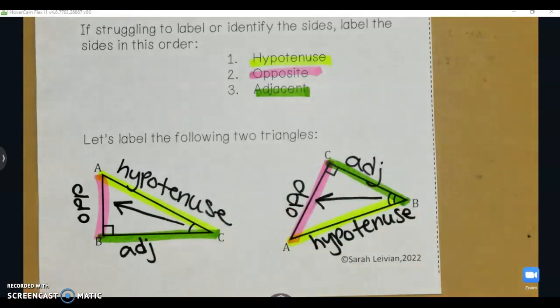So you will get to practice that more now, and then when we get into trig ratios, you should be a master at identifying your hypotenuse, opposite, and adjacent side.